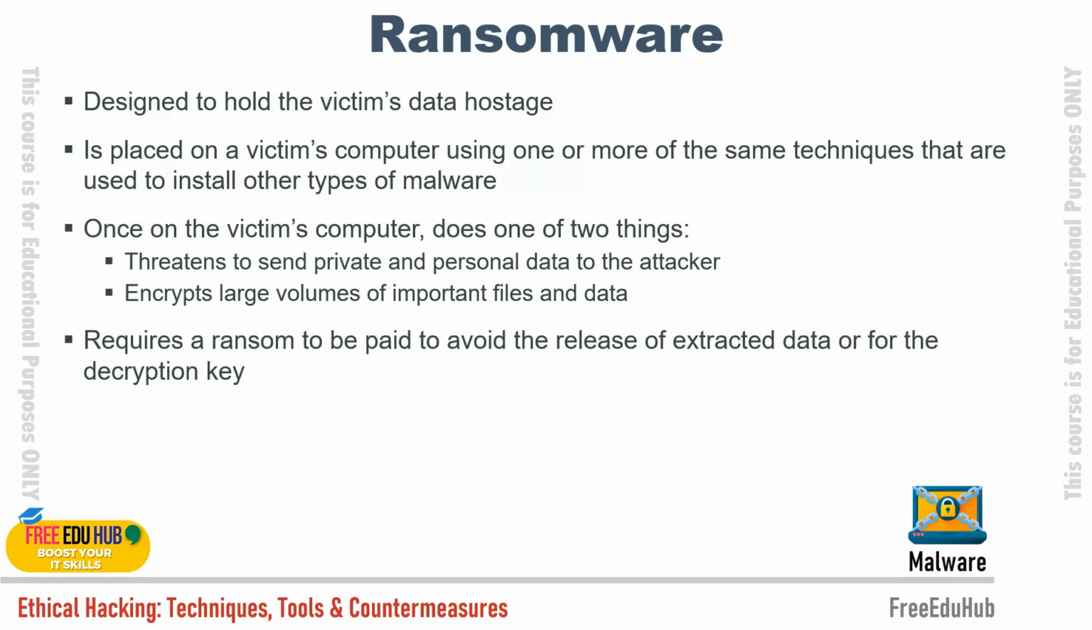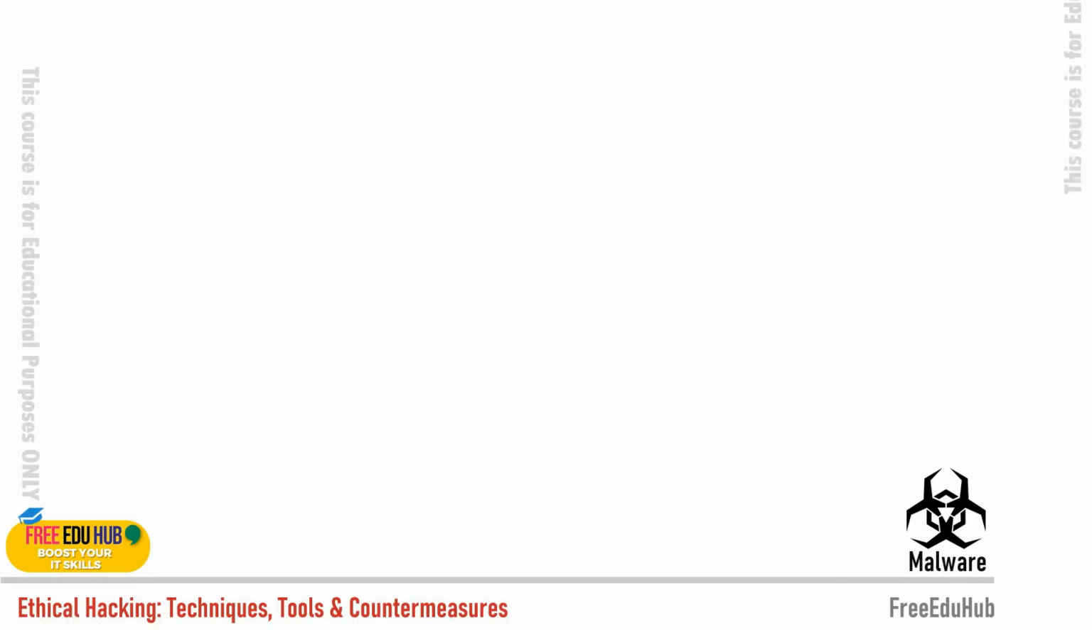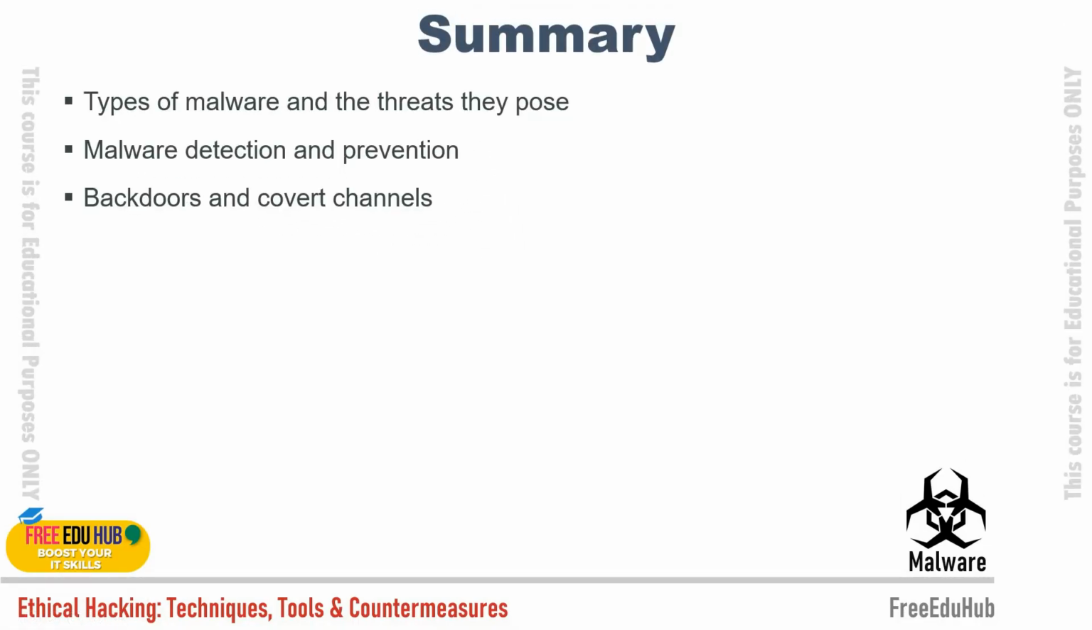That brings us to the end of the chapter, and just to summarize, we covered the types of malware and the threats that they pose. Malware detection and prevention techniques were covered, and then we covered backdoors and covert channels.